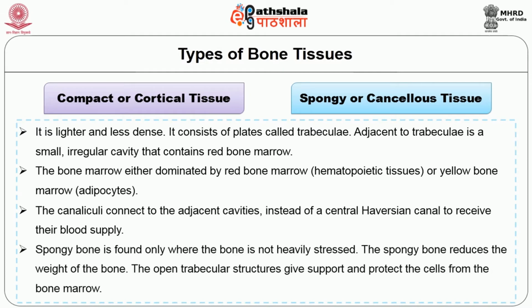The spongy bone is found only where the bone is not heavily stressed. The spongy bone reduces the weight of the bone. The open trabecular structures give support and protect the cells from the bone marrow.